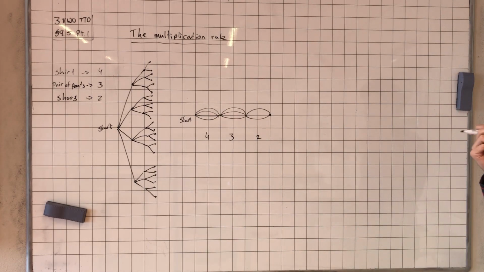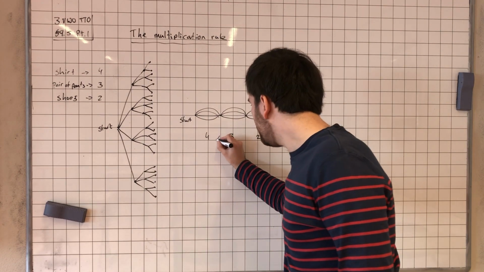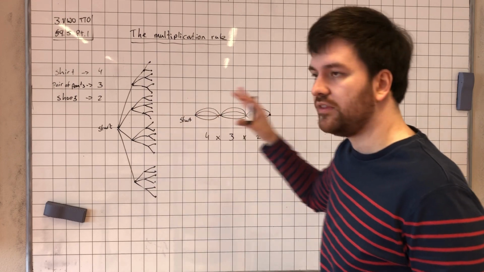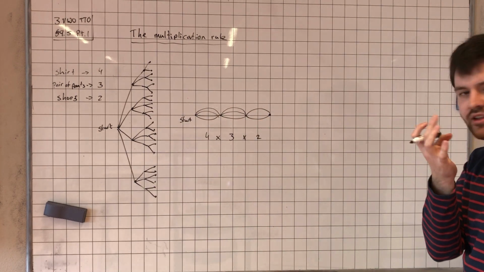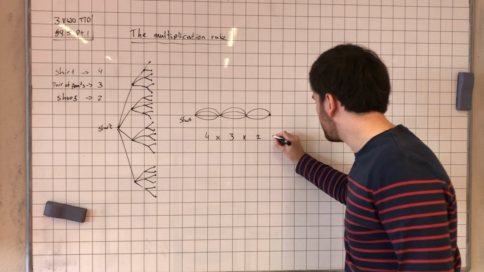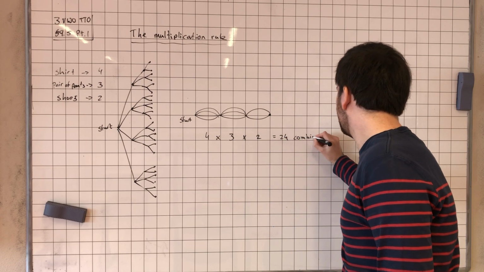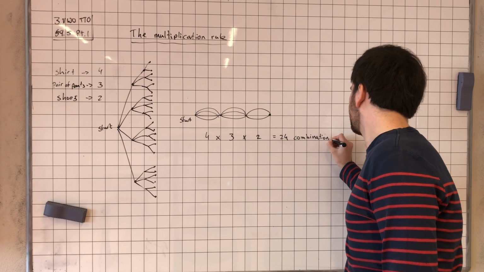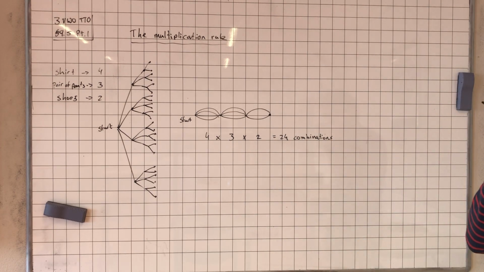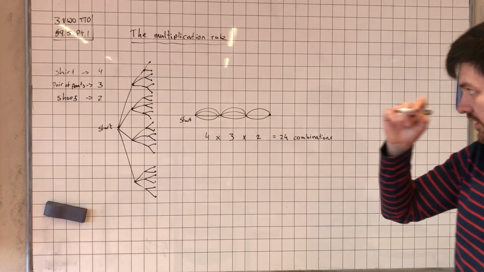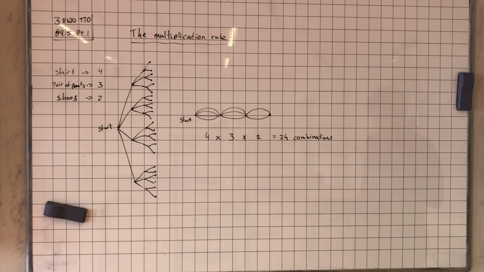And the multiplication rule says you have to multiply these numbers, and hopefully by seeing this graph that does make sense. That's basically what I'm showing you guys. So this is 24 combinations total.